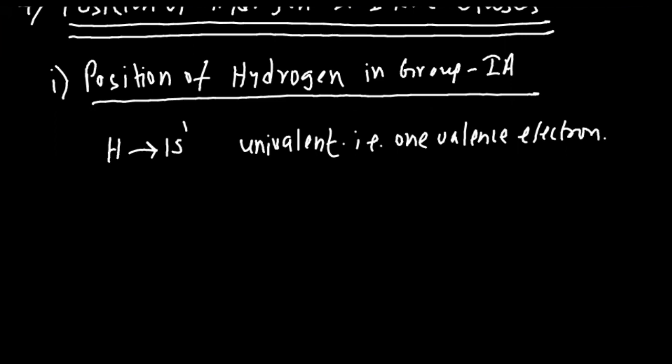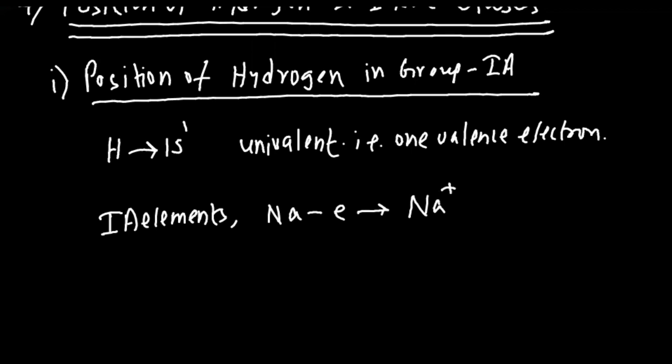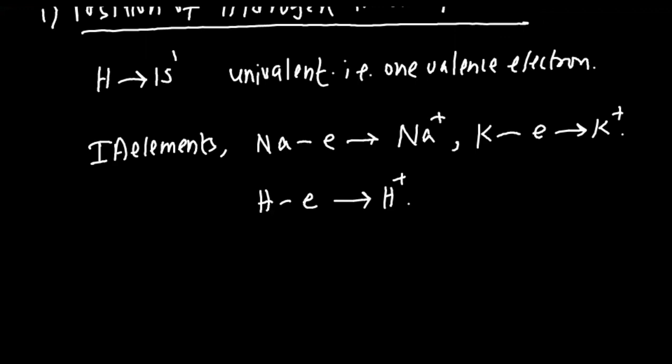Also, due to their electropositive character, group 1A elements are highly electropositive. That means, like sodium, they tend to form a cation by losing 1 electron in order to fulfill their electronic configuration. In the same way, potassium will lose 1 electron to form K+. Hydrogen also has a tendency to lose 1 electron and become H+, a cation. That is why hydrogen is placed in group 1A.